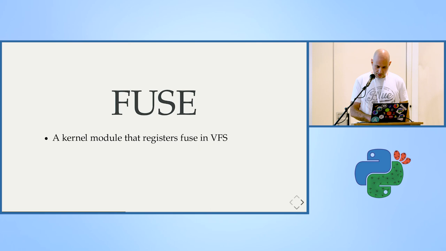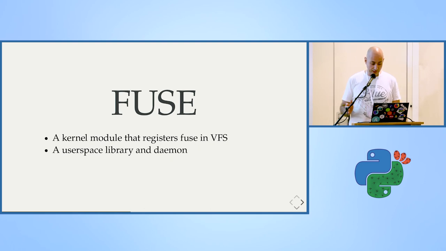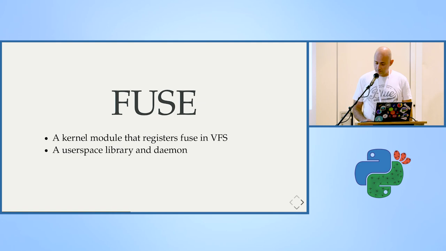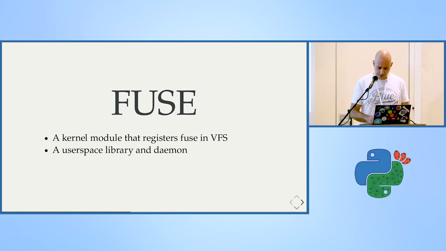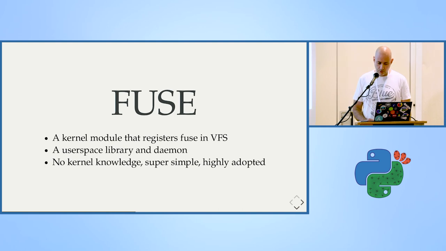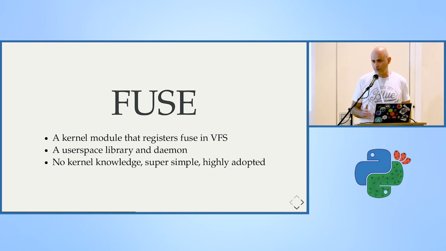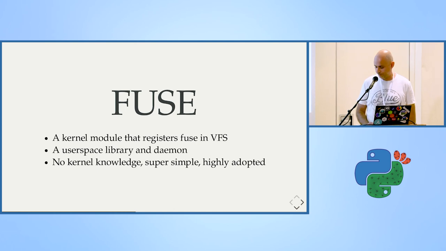It provides, like we said, a kernel module that registers the fuse, and a user space library and a daemon that runs in the background. So why would we want to use it? Well, of course, it's easy. We don't need to know anything about the kernel. It all happens like magic. It's super simple and it's highly adopted. There are hundreds of user space file systems already.